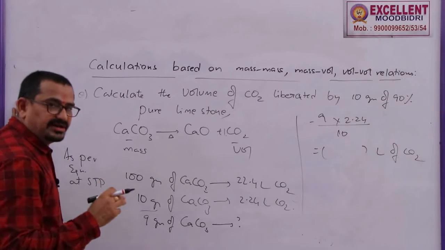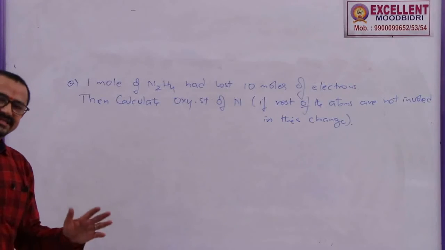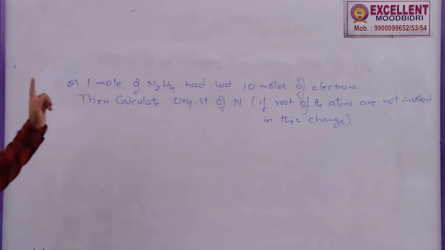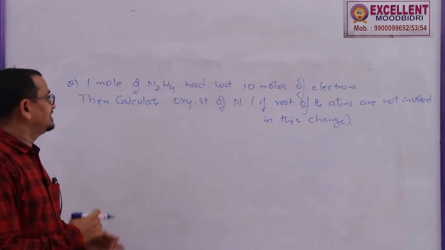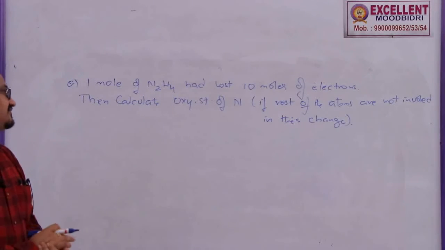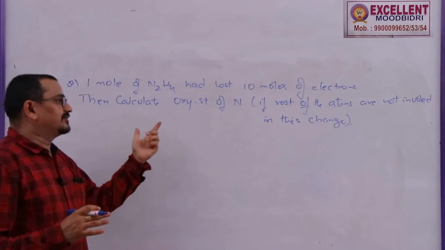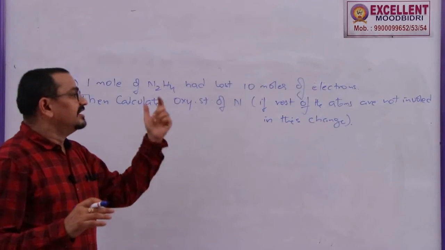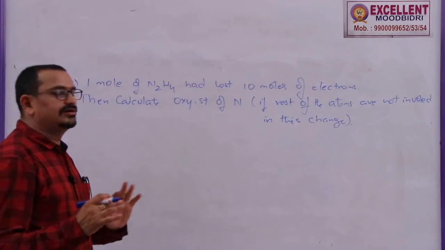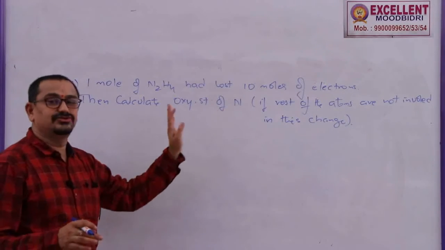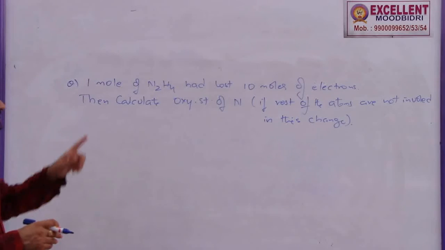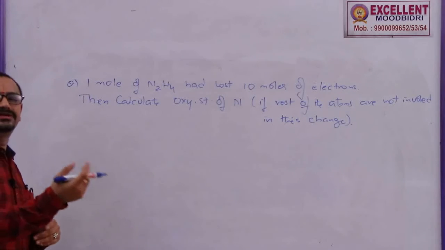See, this is another question. 1 mole of N2H4, hydrazine, had lost 10 moles of electrons. Then calculate the oxidation state of nitrogen if the rest of the atoms are not involved in this change. On this condition only, this question can be solved. If that condition is not specified, the method will be different.